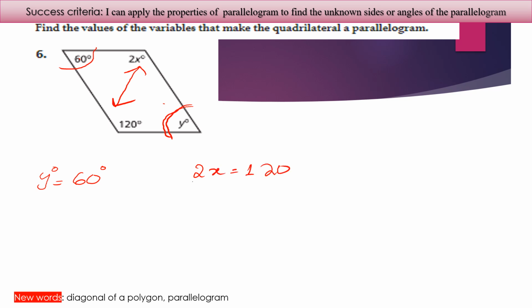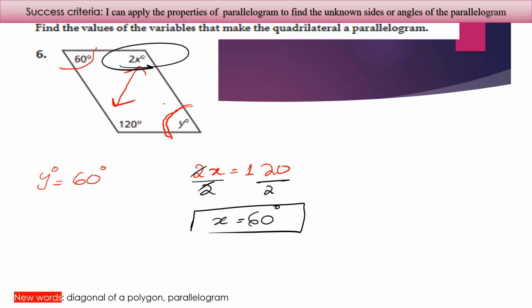Solve for x by dividing both sides by 2. The 2s cancel. 120 divided by 2 is 60 degrees. So x is 60 degrees, and I have to put it in this value. So 2x equals 2 times 60, which gives me 120 degrees. So I can see that the opposite angles are equal to each other.